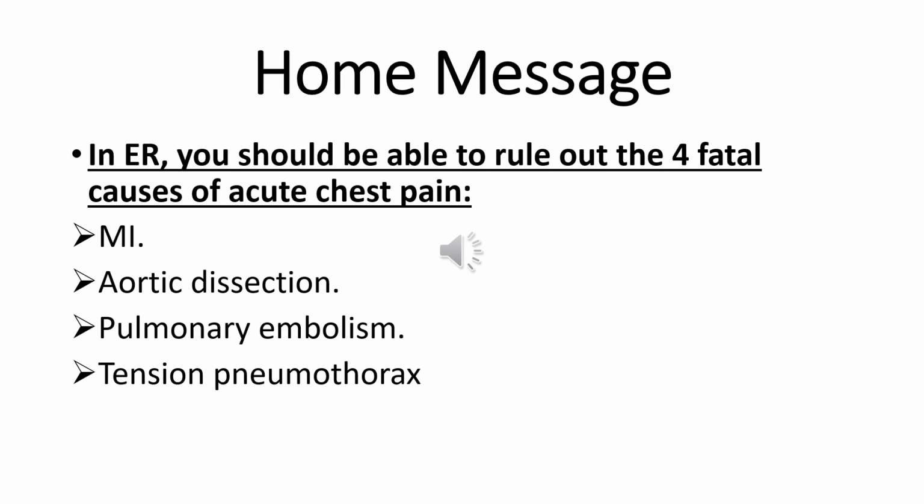Our take-home message: first, when you are a resident in the ER, you should be able to rule out the 4 fatal causes of acute chest pain: myocardial infarction, aortic dissection, pulmonary embolism, and tension pneumothorax. Any other cause of chest pain would not be fatal. So we have to remember these 4 fatal causes of acute chest pain. If you cannot diagnose correctly, you will mostly lose this patient.